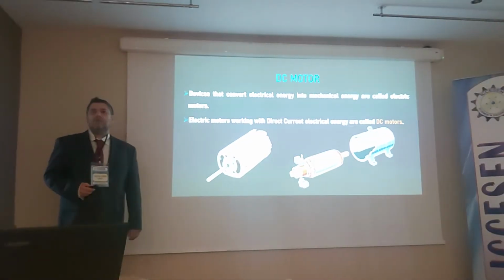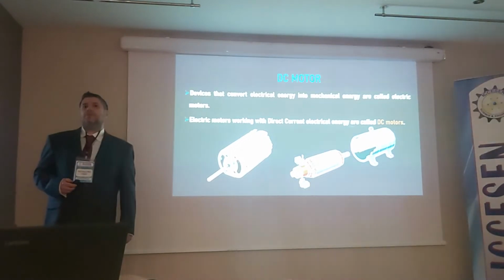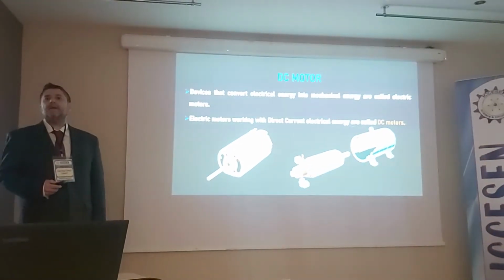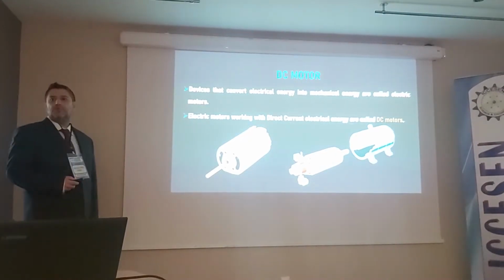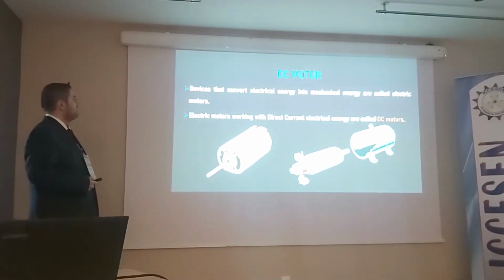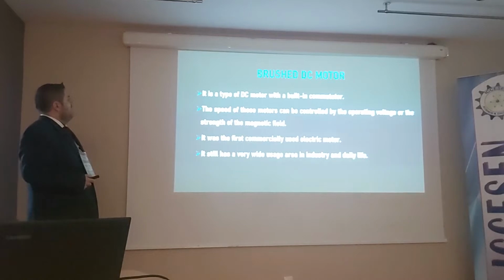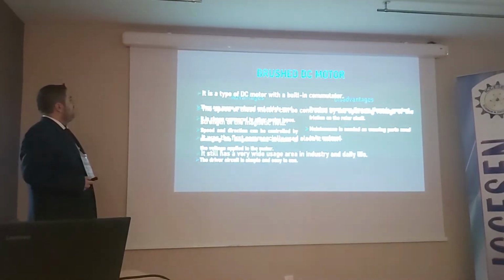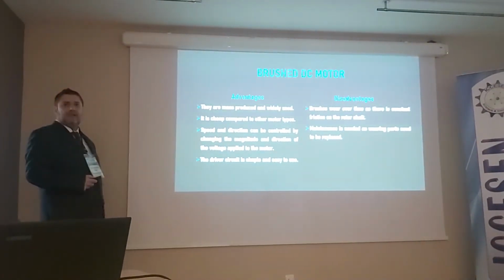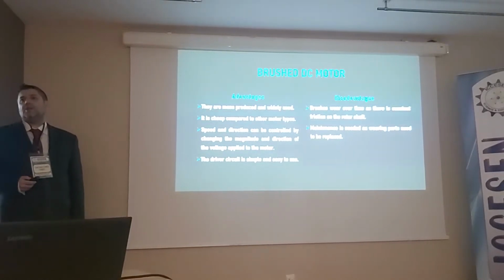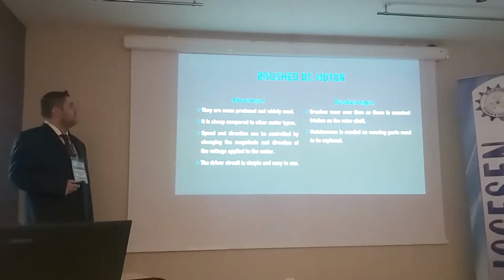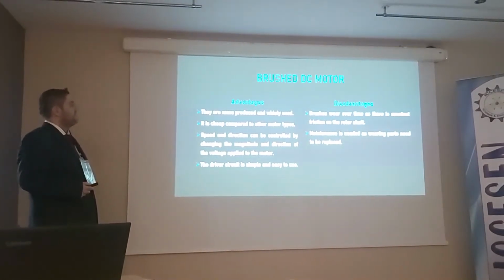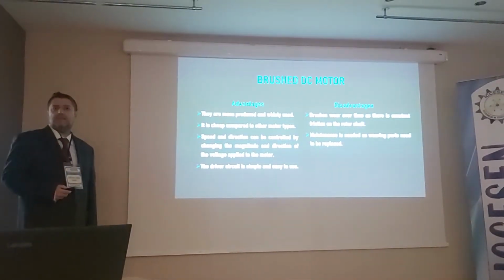The DC motor, direct current motor, is one of the most used electrical motors in the industry, and its speed control is very important for various applications. It has a lot of advantages, and maybe the only disadvantage is the brushes. The brush wear is a disadvantage, and constant maintenance is required.